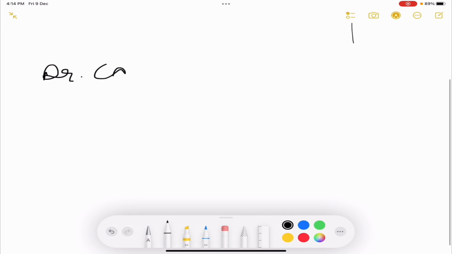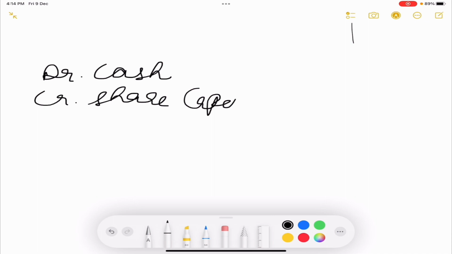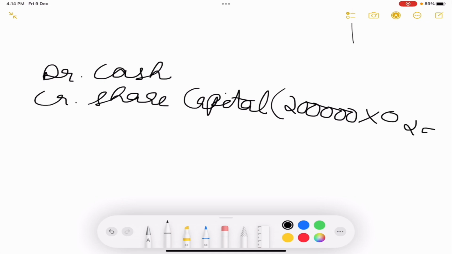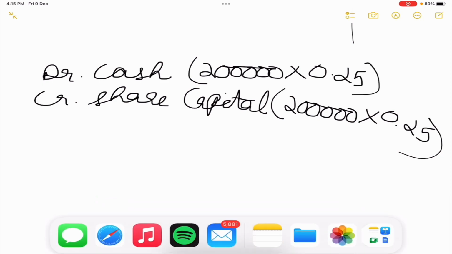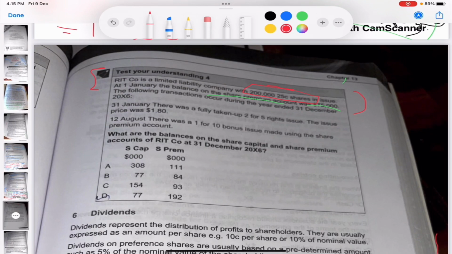Yeah, it would be debit cash, credit share capital. What is given in the question? What is the issue price? 200,000 shares of $0.25 each. Right. 200,000 into 0.25. Multiply and do the totaling by yourself. Next. So we have the share premium balance, which is 75,000. Let's come to that. Let's not do anything about it right now.